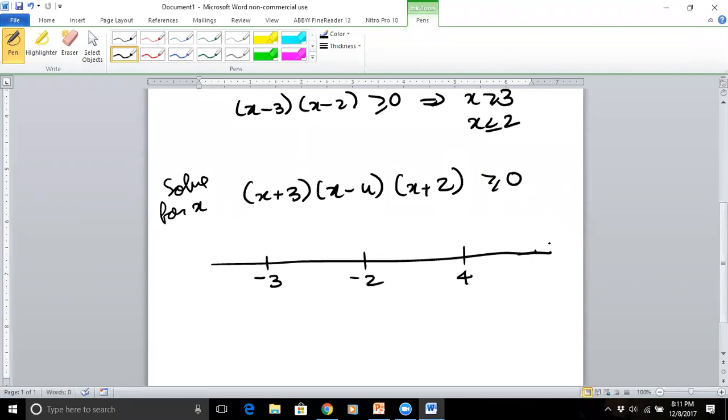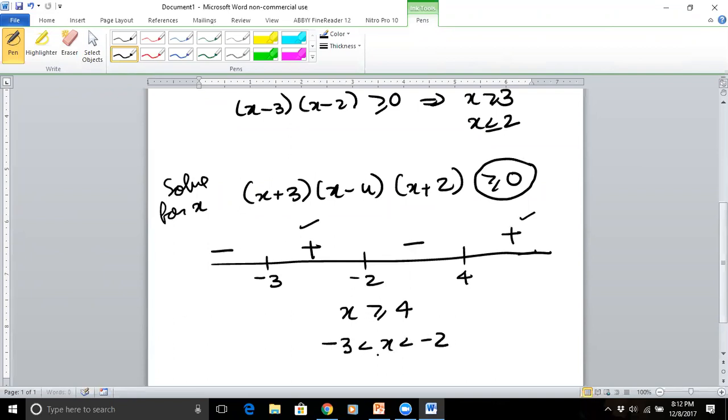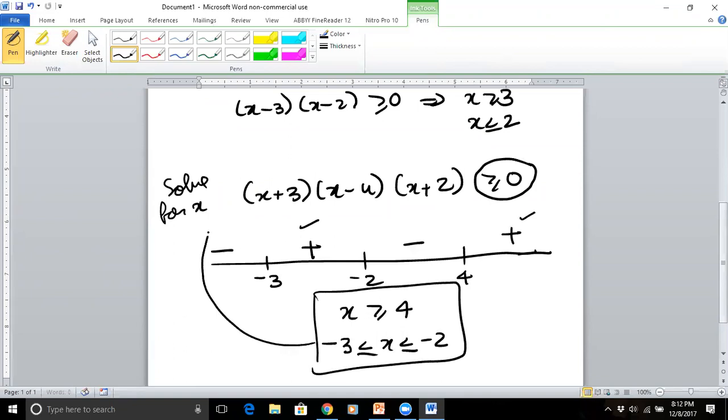Now these three roots are going to divide the number line into 4 regions: the region to the right of 4, between minus 2 and 4, between minus 3 and minus 2, and to the left of minus 3. I'm going to start with the extreme rightmost region, place that as positive, then negative, positive, negative. I'm going to look at the right-hand side of the inequality. It tells me the product has to be greater than or equal to 0, so my solution has to lie in the positive portions of the number line. So the solutions are x greater than or equal to 4, and x in between minus 3 and minus 2, inclusive of minus 3 and minus 2. That would be the solutions for this cubic inequality.